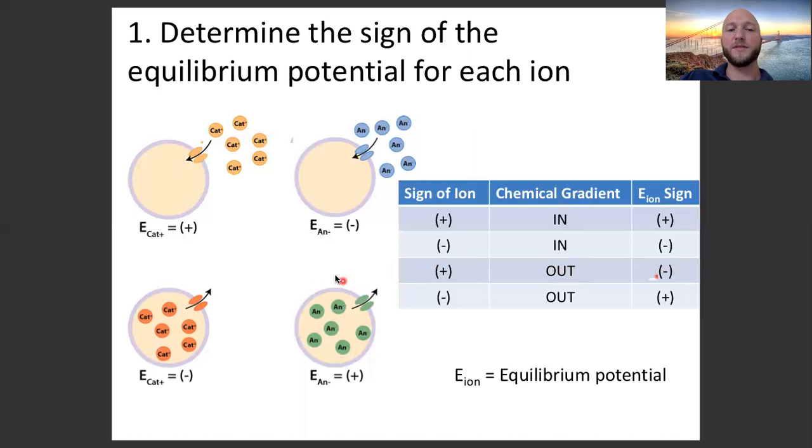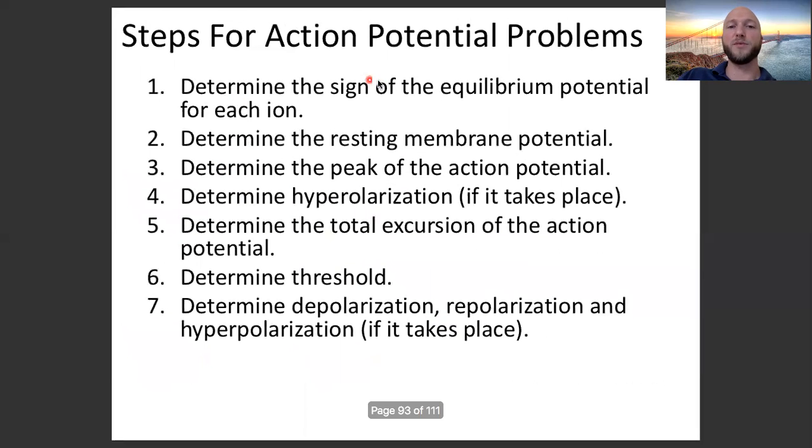Right here, you can see this bottom right example. Concentration gradient is flowing out of the cell. It's a negatively charged ion, so we're removing negative charges from the inside of the cell. We're making the inside of the cell more positive. So ion sign, negative, chemical gradient is out of the cell. We're removing negative charges. Equilibrium potential is positive. So step 1, check. All right, moving on to step 2.